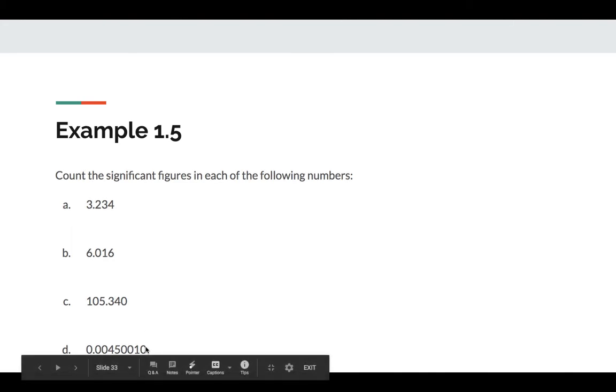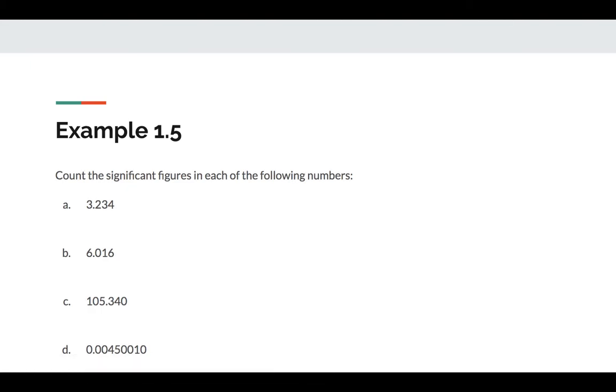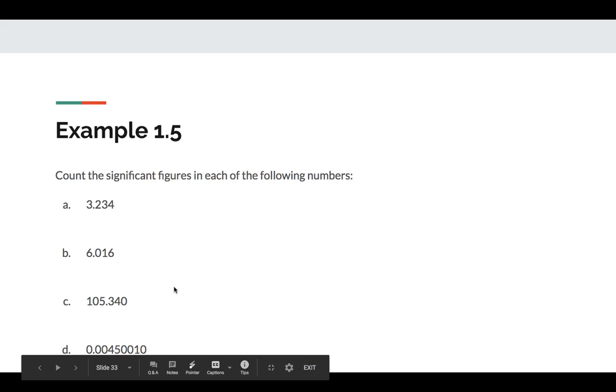All right, and lastly, D. We have quite a lot of zeros in this one. Let's look at the first one. The first one is not significant because that's just a placeholder. What about this one? Is that one significant? Well, it's not in between two significant figures, and it's not a 0 at the end of a number. It is to the right of a decimal point, but it's not at the end of a number, so this one's not significant. If this one's not significant, then neither is this one. So these 3 zeros are not significant. Now we have a 4 and a 5. Those are automatically significant because they're not 0.